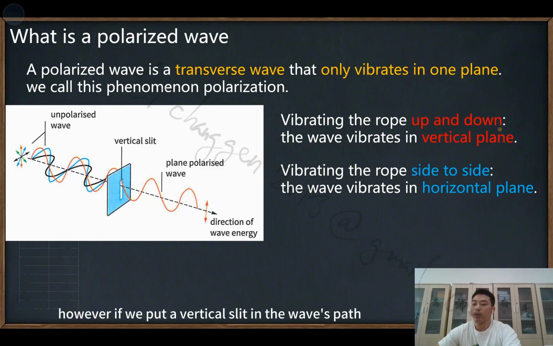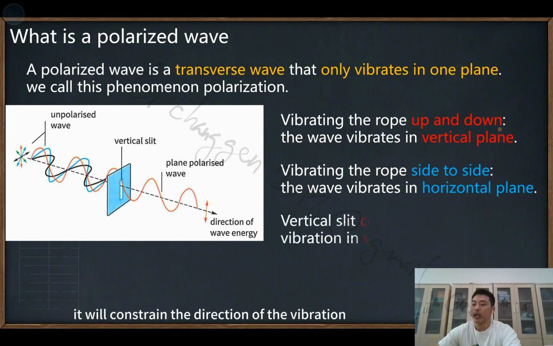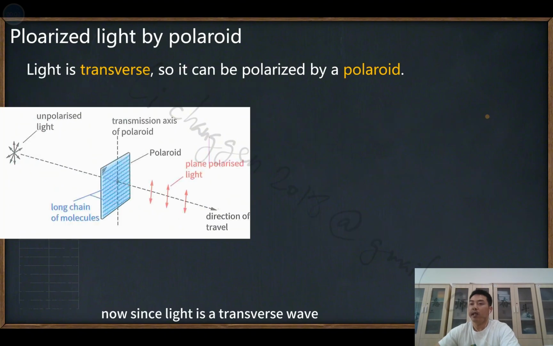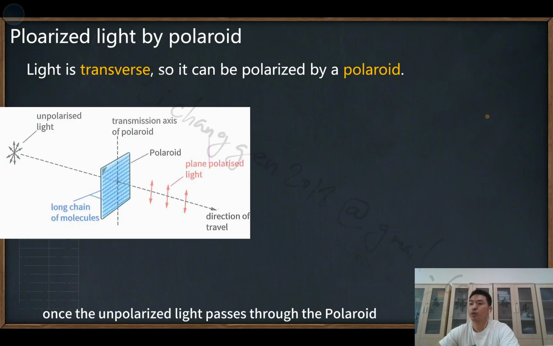However, if we put a vertical slit in the wave's path, it will constrain the direction of the vibration to just the vertical plane. This is exactly what polarization does. It restricts waves' oscillation to a single plane. Now, since light is a transverse wave, it can be polarized using a special filter called a Polaroid. In the picture below, the vibration of the light wave is constrained to the vertical plane by the Polaroid. This means the Polaroid has a transmission axis in the vertical. Once the unpolarized light passes through the Polaroid, it is polarized in the vertical plane.